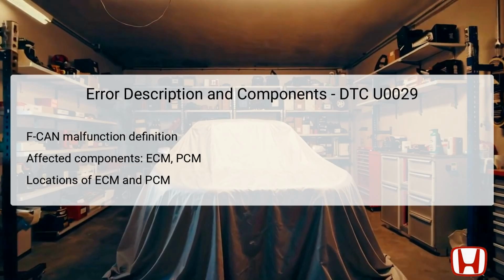When a bus-off situation occurs, it usually indicates that the ECM and PCM are unable to communicate, which may disrupt various vehicle functions. Identifying the malfunction quickly is essential for preventing extended issues that could lead to serious drivability problems.